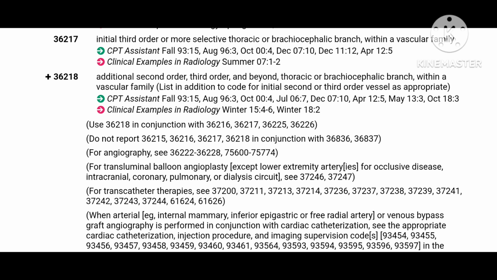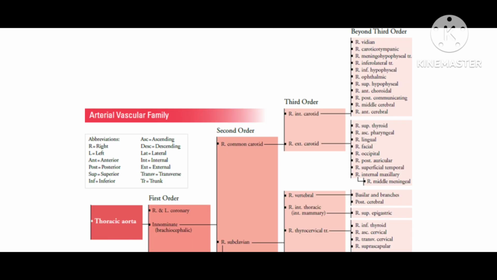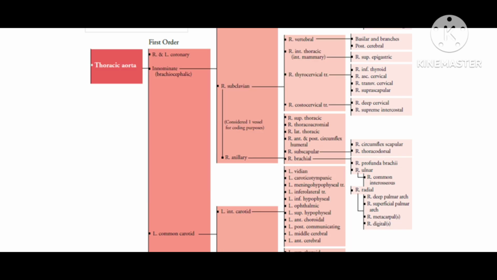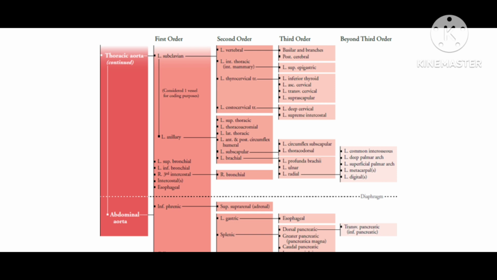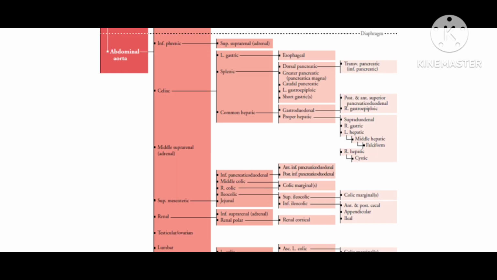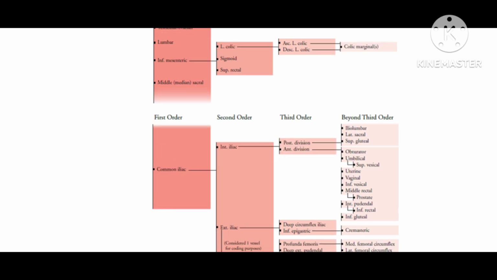And what are these first order, second order and third order arteries? How to identify them? For that, you have to take the vascular families appendix in your book, Appendix L. There you can see the different parts of aorta and their branches. For example, from the thoracic aorta, we get right and left coronary artery. Then we get innominate artery or brachiocephalic artery and left common carotid artery. And then we have left subclavian artery and left axillary artery, which are taken as one artery. Like that, there are some other arteries like bronchial artery and other things.